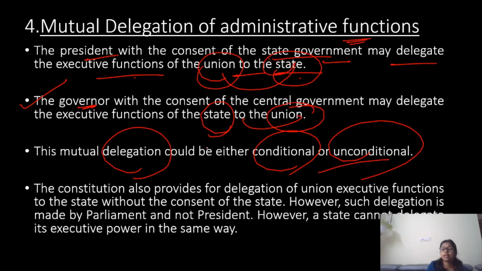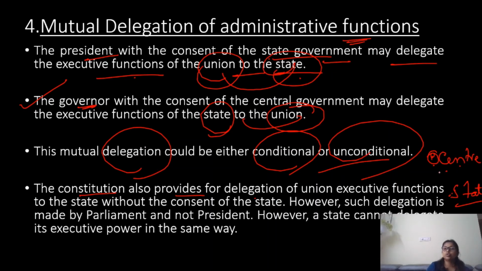And lastly, the constitution. The Indian constitution also provides for delegation of union executive's function to the state. What does that mean? Center means union, and then the state. As I already said, in case the center wants to delegate some administrative function to the state, the president is there for the center. The president will take the consent from the state government and can delegate the work to the state. On the other hand, if it is the state's administrative function that they want to delegate to the center, who is there for the state? Governor. So the governor will take permission or consent from the central government and can do that.